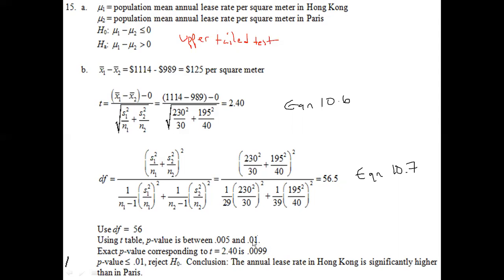That means the p-value is going to be smaller than 0.01, so the p-value is less than or equal to 0.01. That means we're going to reject our H0, indicating that the Hong Kong rate is higher than Paris. Okay, so again, even if we didn't find this exact p-value, since we know that it's between there, it might be 0.002 or even 0.009. Any of those values are going to be less than or equal to 0.01. So that means we reject.